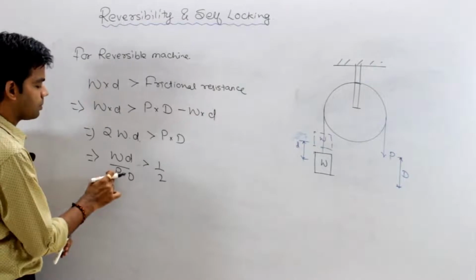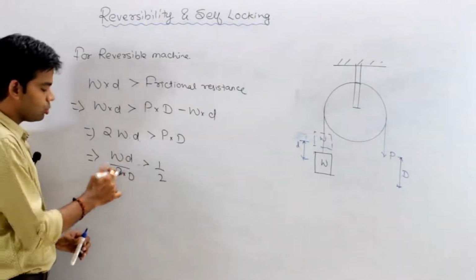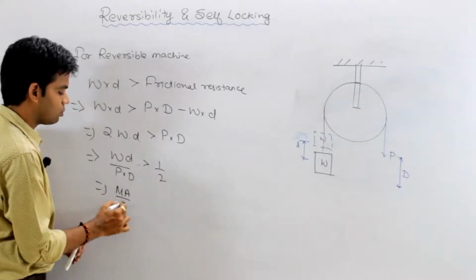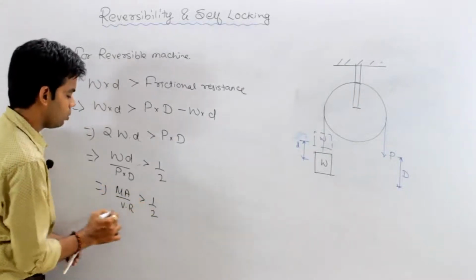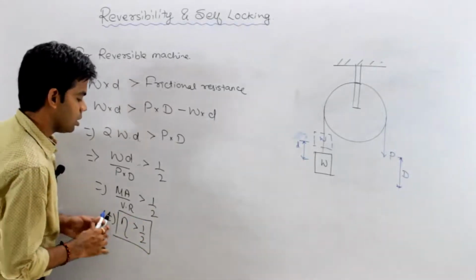Okay. So, this W by P is nothing but mechanical advantage, and this capital D by small d is nothing but velocity ratio. This is the ratio of mechanical advantage to velocity ratio, which is greater than 1 by 2, or you can say the efficiency should be greater than 1 by 2. This is for a reversible machine.